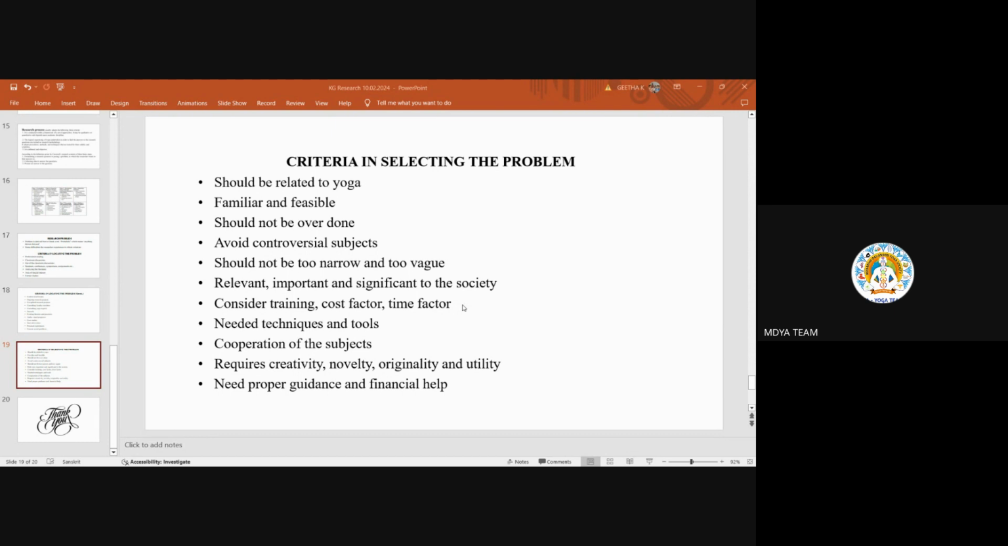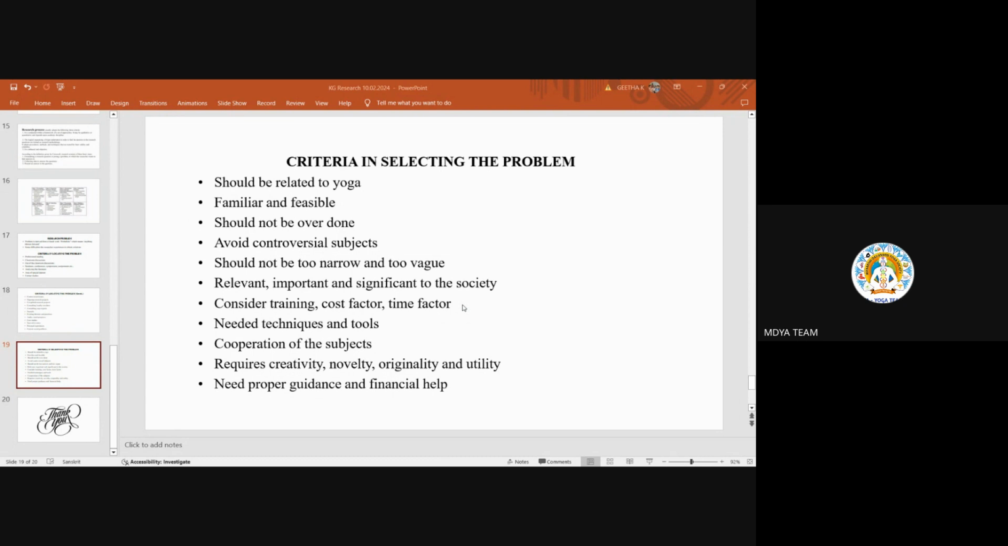And it should not be too narrow or too vague also. So your topic, your title should be very clear, and it should not be very narrow or vague. It should be very, very clear. For example, treatment of an anemic person with yoga and diet. Simply, you cannot give a title like treatment of a person with yoga and diet. What you are going to treat should be there, right? Treatment is any treatment only. What you are going to treat in that particular person, like I am going to treat anemia, I am going to treat diabetes. So like that, it has to be very clear.